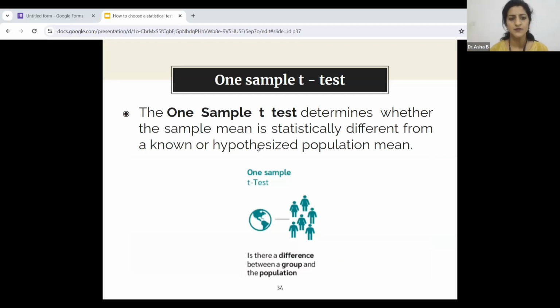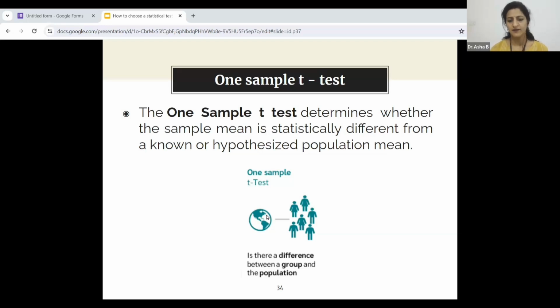One sample t-test is used when the difference between the group and the population needs to be checked. So when we want to see the difference between the sample and the population, we apply this one sample t-test. As I said before, whenever we are applying a parametric test, the population parameter should be known or it should be assumed. For example, we assume that the mean height of 15-year-old boys in the school could be 160 centimeters. We are just assuming that it could be 160 centimeters.